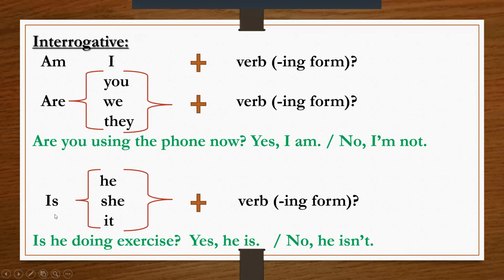And for he, she, and it, we're going to use is. So is would be at the beginning, then he, she, or it plus the verb in the ing form. For example, is he doing exercise? Yes, he is, or no, he isn't.